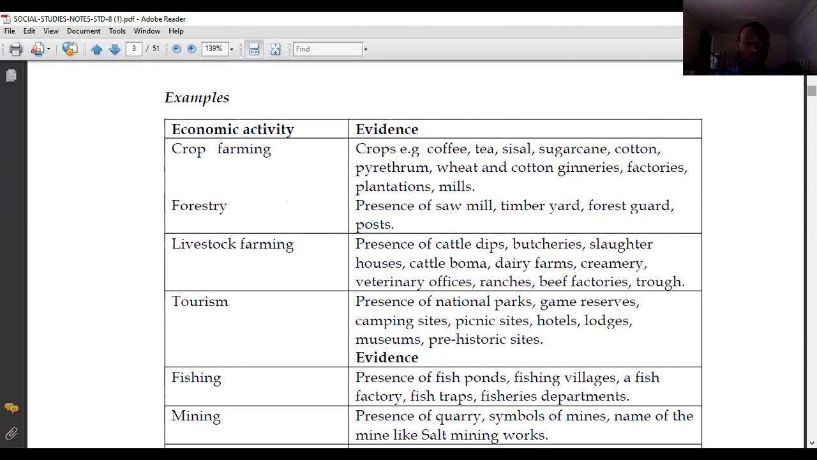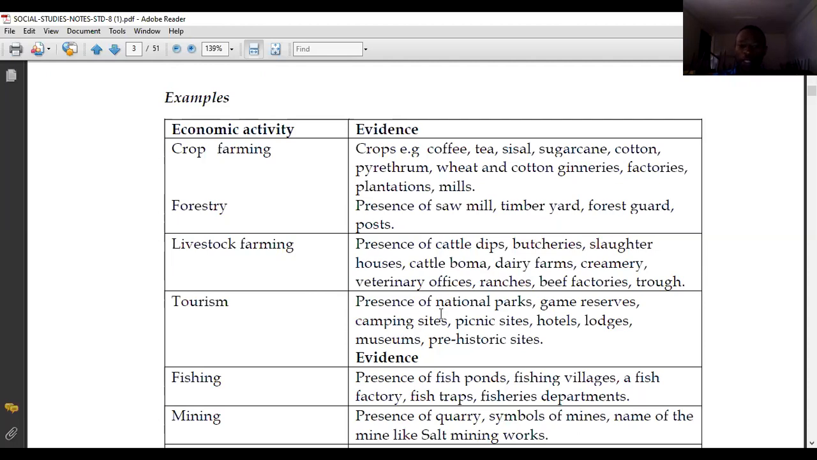money. When you see cattle dips, butcheries, slaughterhouses, dairy farms, veterinary offices, ranches, beef factories, just know that there is what we call livestock farming. So livestock farming is the type of farming where you are keeping animals. Remember, a farmer is someone who grows crops and also keeps livestock or keeps animals.